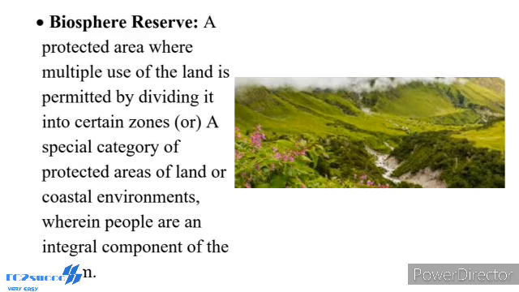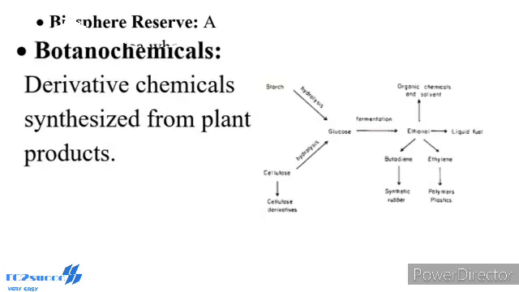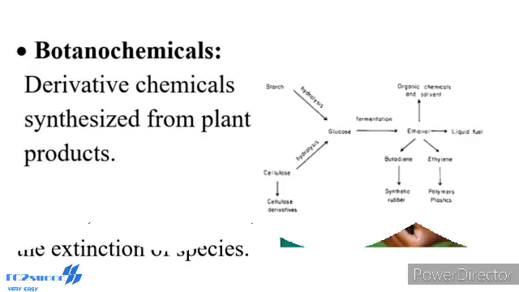Next one, biosphere reserve: a protected area where multiple use of the land is permitted by dividing it into certain zones, or a special category of protected area of land or coastal environment wherein people are an integral component of the system. Next one, botanochemicals: chemicals synthesized from plant products.